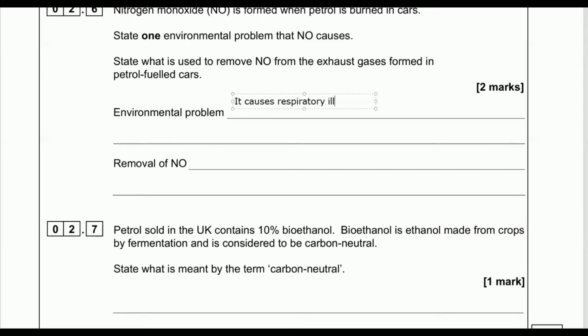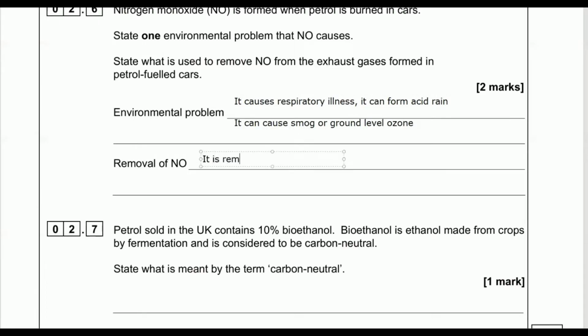So for the environmental problems, there are about 4 different answers you can give here. Nitrogen oxides, so that's dioxide, trioxide, or monoxide, cause respiratory illness. They cause breathing difficulties, basically. And they also form acid rain. So any of the nitrogen oxides can dissolve in water in clouds, react with the water to form HNO3, aqueous, which is nitric acid, which is acid rain. And they can also form smog and ground level ozone.